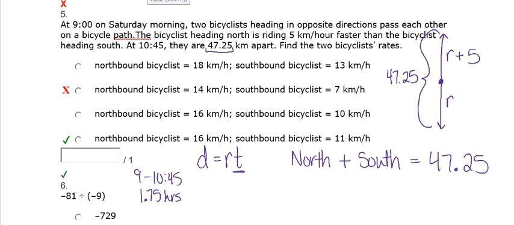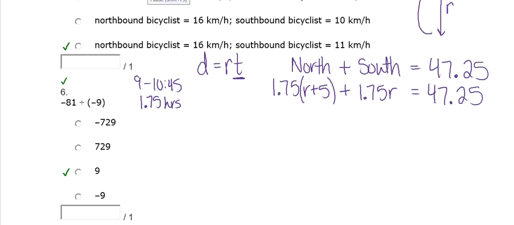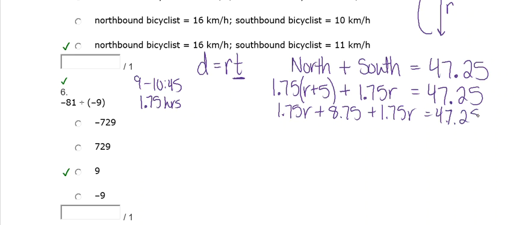So we want to take the distance for both bicyclists and add it together. The north bicyclist, it's time, 1.75, times the rate, r plus 5. And the south bicyclist, again, it's the time times the rate, and that one was just r, and it's going to equal 47.25. And I hope I've saved myself enough room here. Looks like I have. So we need to distribute: 1.75 r plus 1.75 times 5 is 8.75. Bring down the second 1.75 r, and it equals 47.25.